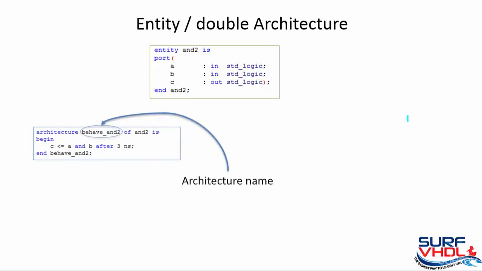For instance, the N2 entity in this case has the behave N2 architecture, in which the behavior of N2 is described in a behavioral way. The output C takes the value of A and B after an amount of time of 3 nanoseconds.